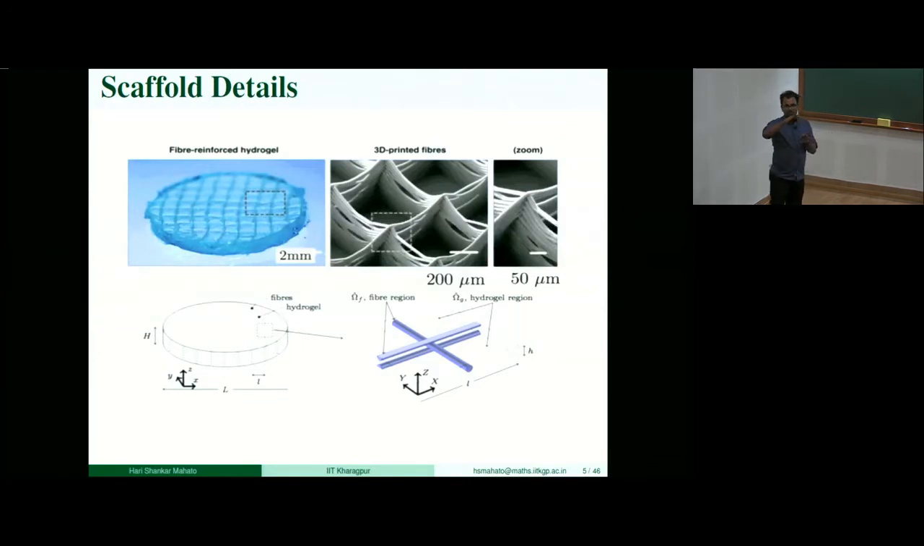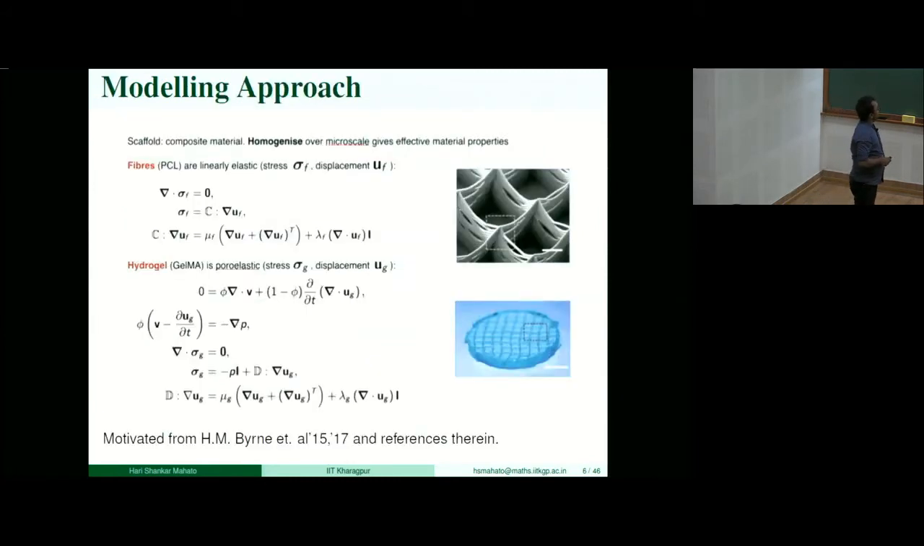So overall, you have a very elastic medium. These microfibers are assumed to be elastic. And these hydrogels are also assumed to be elastic, but since they are lying in the pore, we say that they are poroelastic. So basically, if you model everything, we'll end up with a poroelastic model.